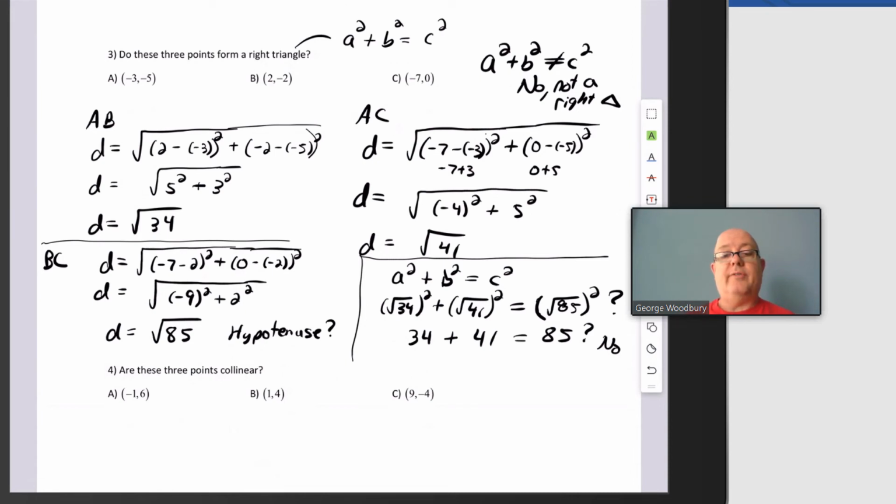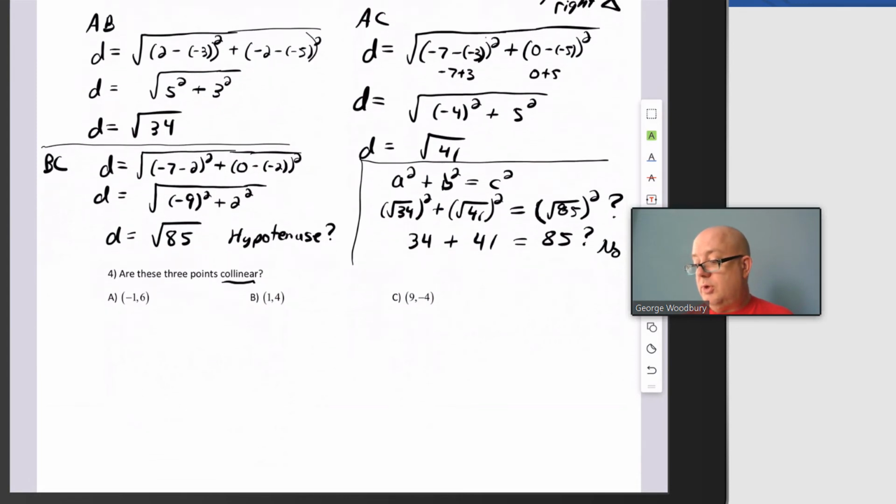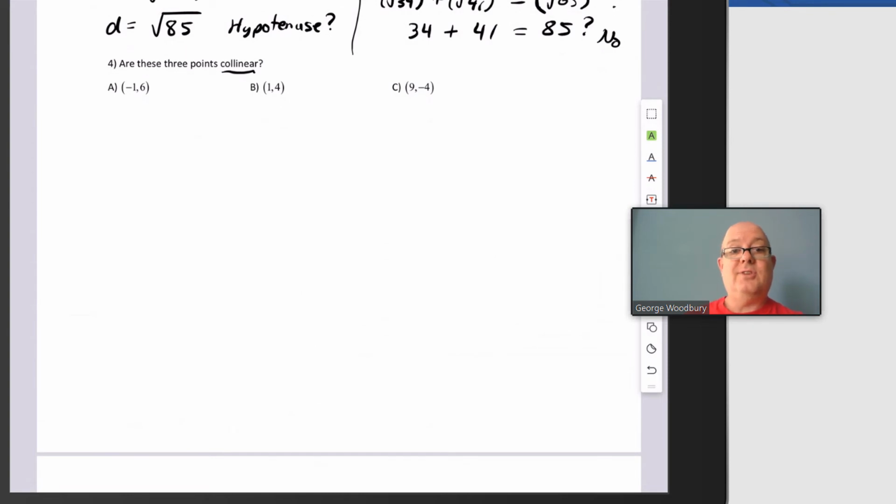Another problem that we can do involving distances is trying to figure out whether three points are collinear. Collinear is just a fancy term for on the same line. Co-line, on the same line. So what we do here is find all three distances again, and what we're trying to figure out is, if these three points are all on the same line, the two shorter distances should add up to equal the longer distance. So we're going to find three distances and add the two shorter ones and see if they equal the longer one. I'm going to start with AB.